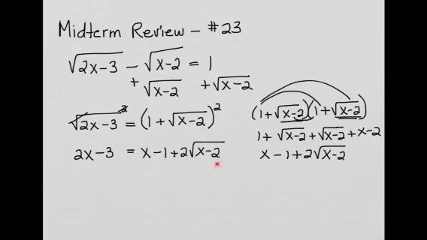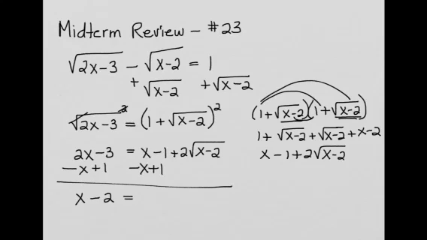Now I need to solve for my other radical. So I'm going to get the other terms over to the left-hand side. And to do that, I'll minus x from both sides, and I'll add 1 to both sides. So now I have 2x minus x, which is x. Negative 3 plus 1 is a minus 2, equals. The x and the minus x cancel, the negative 1 and the plus 1 cancel. So I'm left here with 2 times the square root of x minus 2.